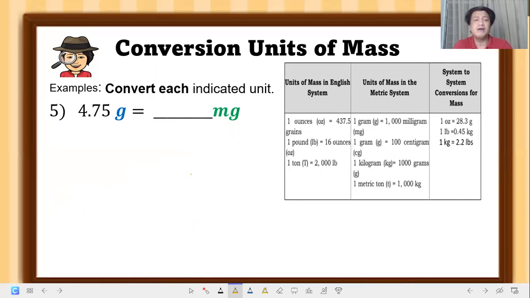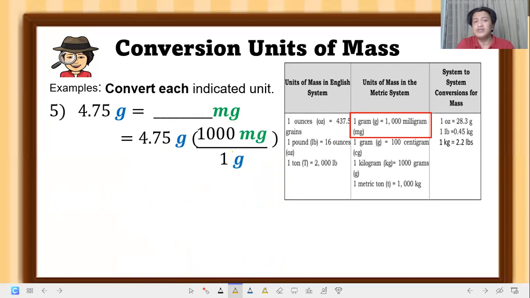Okay, let's have number 5. I have here 4.75 grams. I-convert natin to milligrams. Okay, but take note, no? Ano yung ating gagamitin conversion factor to get the milligrams? Okay, so meaning to say, we are going to use the conversion factor 1 gram is equal to 1,000 milligrams. Okay, and take note, if you are going to multiply this, the unit fraction should be the same, yung kanyang denominator unit, which is gram, para ma-cancel natin siya.